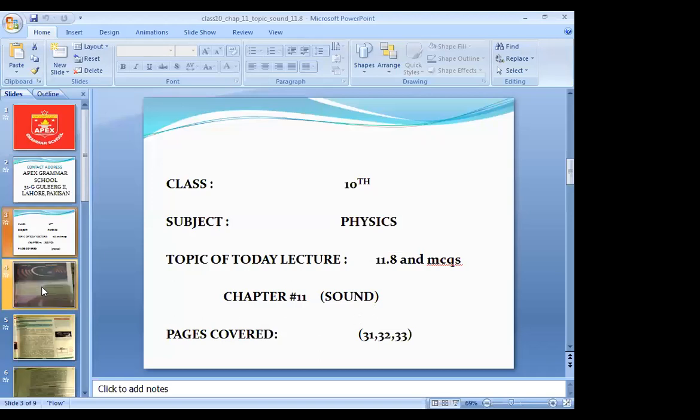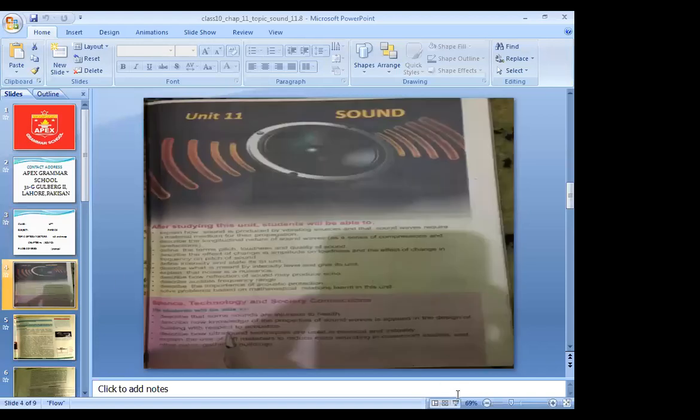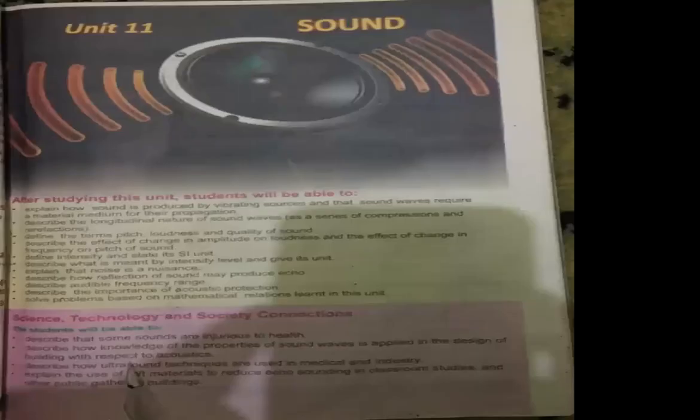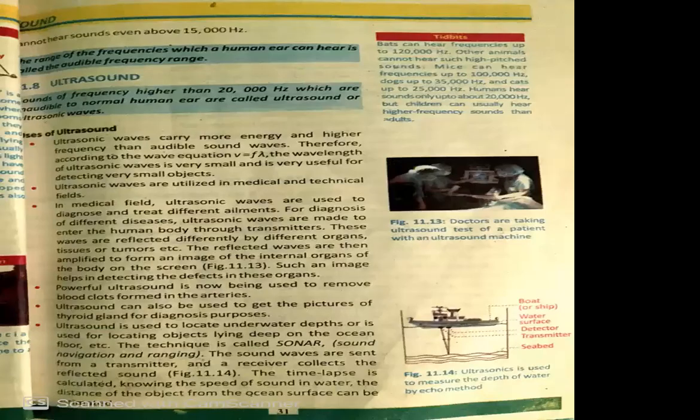Chapter number 11 is related to sound. Today's topic is ultrasound. Before moving to this topic, I will give you a brief review of what we did last time. Last time we studied the importance of acoustic and the audible frequency range.